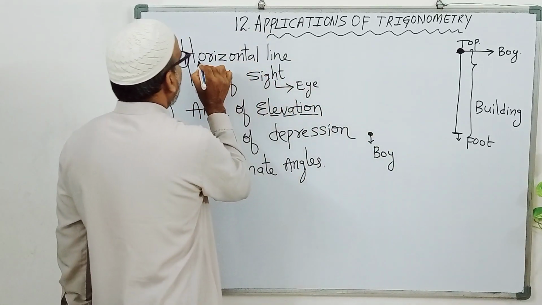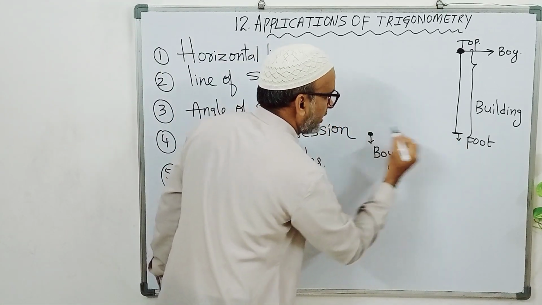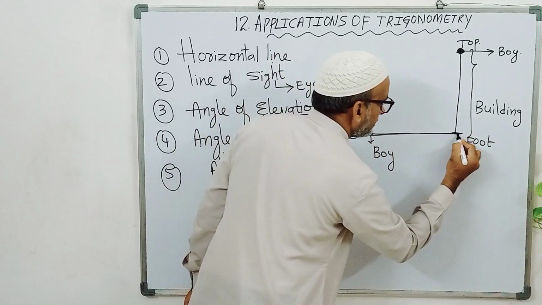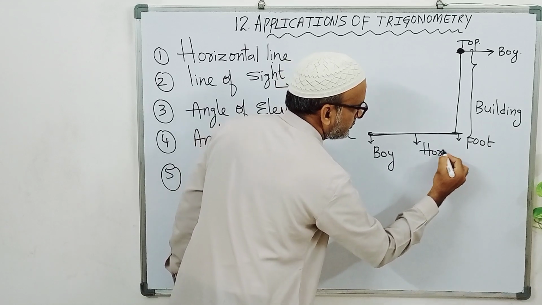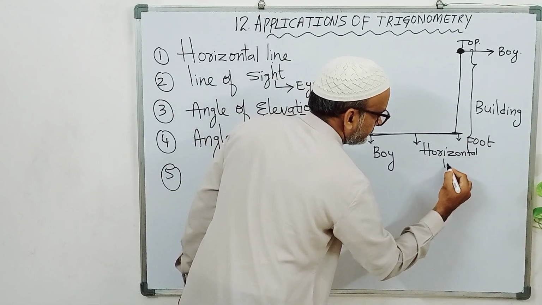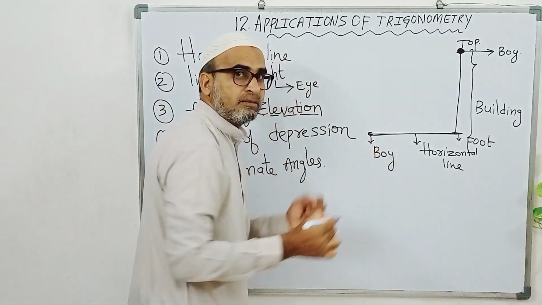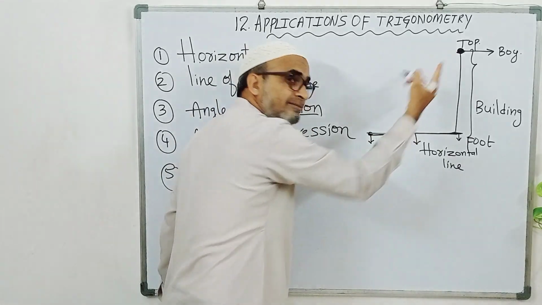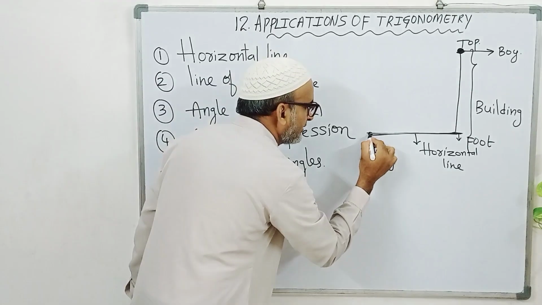Now what is the meaning of horizontal line? From this foot to this boy, if you join this line, this is called horizontal line. Here one boy is here, means I am the boy. I am seeing that boy at the top of the building. Means my eyes are here.